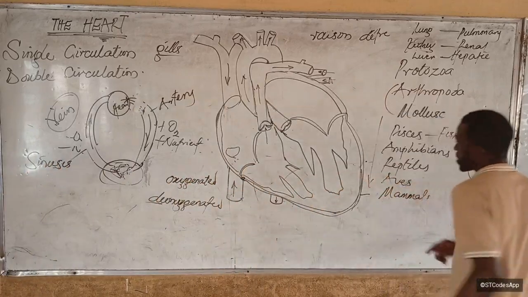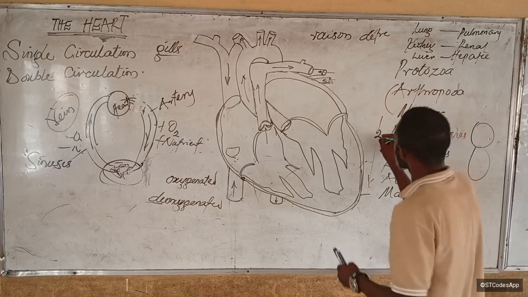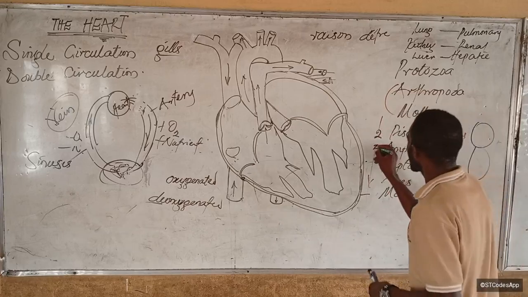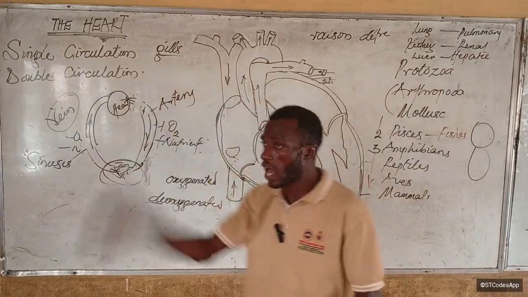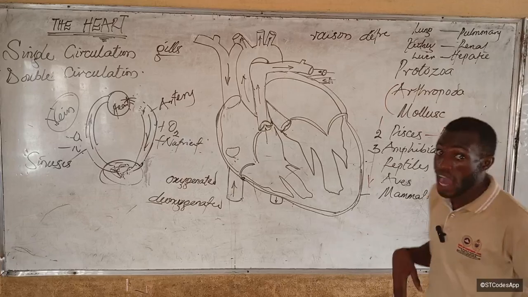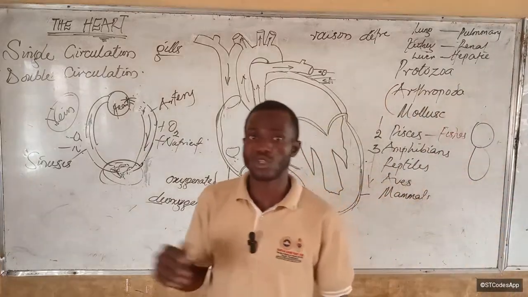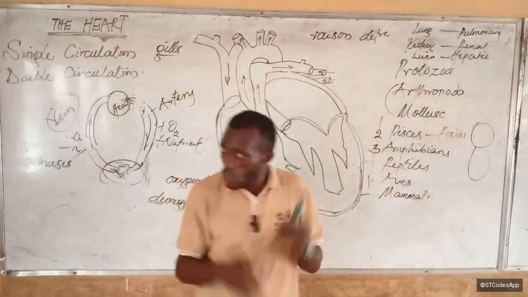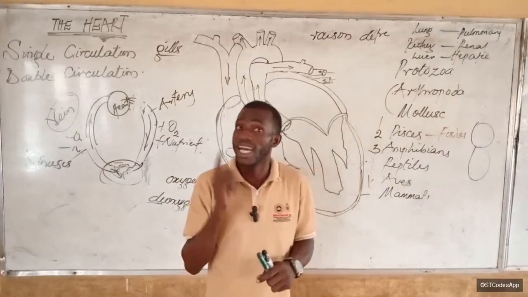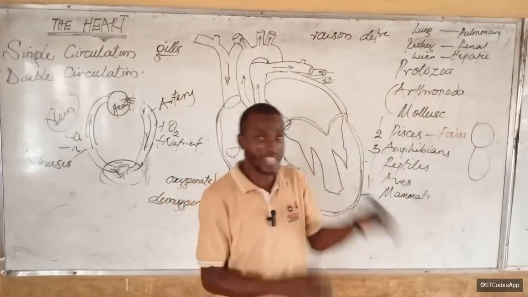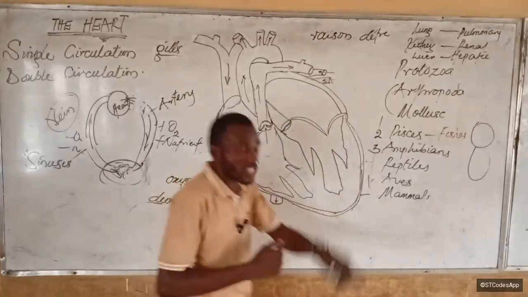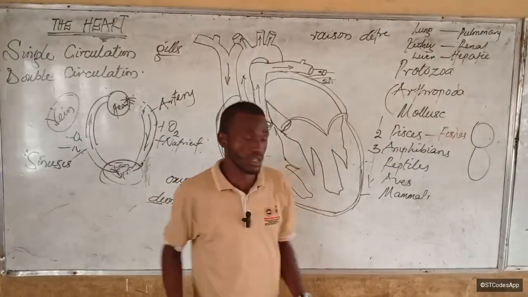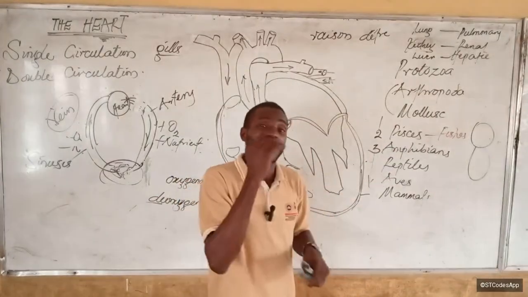Now let's talk about the amphibians. So we said this guy has a two-chambered heart. These guys have three-chambered hearts. Amphibians have how many chambered hearts? Three-chambered hearts. The reptiles have three-chambered hearts, except crocodiles. I didn't say alligator. I said crocodiles. You understand? So crocodiles are the only reptiles that have a four-chambered heart.